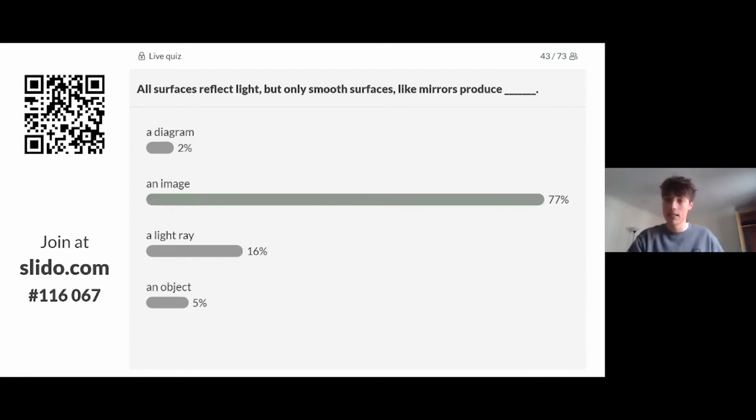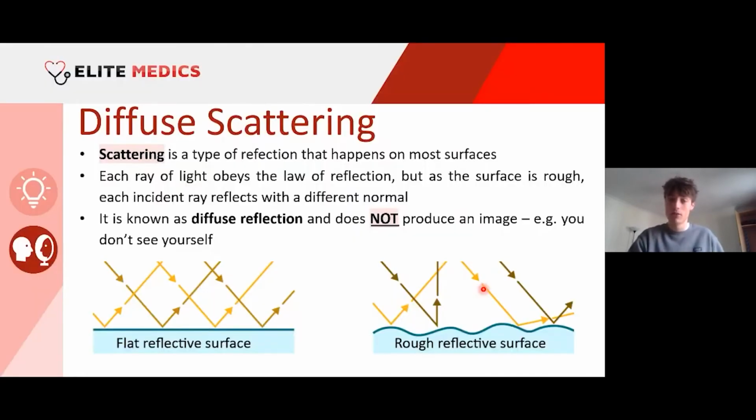Can I go back to a previous slide? Yes, I can go back to the previous slide on diffuse reflection. So basically, in order to produce an image using reflection, you need a very smooth surface, such that the reflective surface can be considered really flat, and the law of reflection is the same everywhere. That's the first necessity. The second necessity is that the surface is highly reflective. If it's highly reflective, then you can produce an image, because if most of the light is absorbed, then you just can't see anything, because it's just absorbed by the surface.